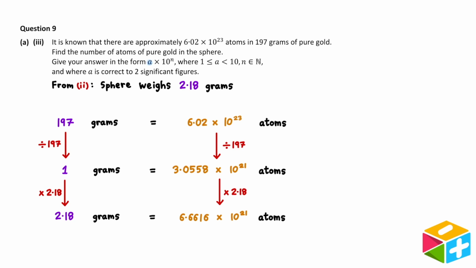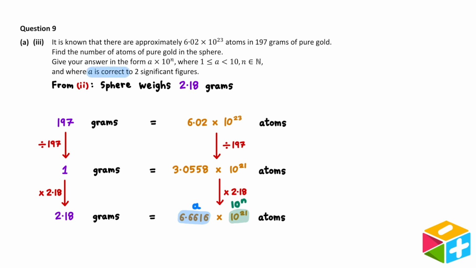We need to present our answer in the form a times 10 to the power of n. Our answer is already in this form. The a corresponds to the 6.6616, and the 10 to the n corresponds to the 10 to the 21.